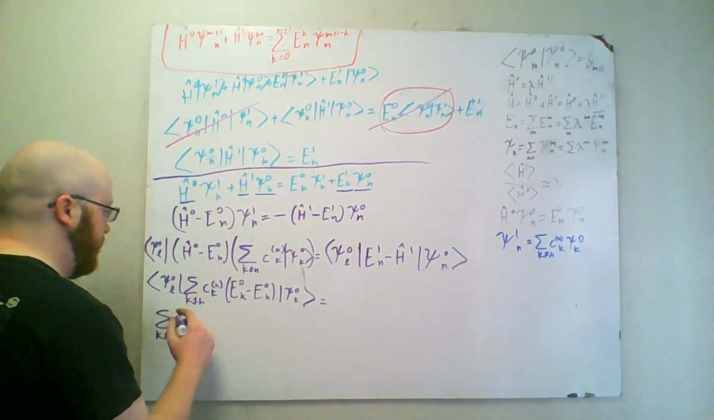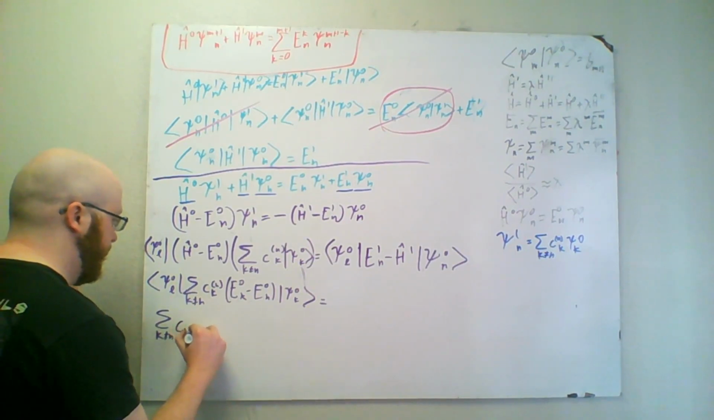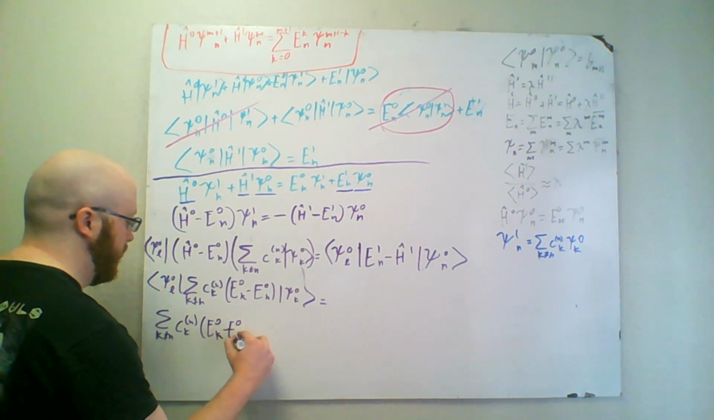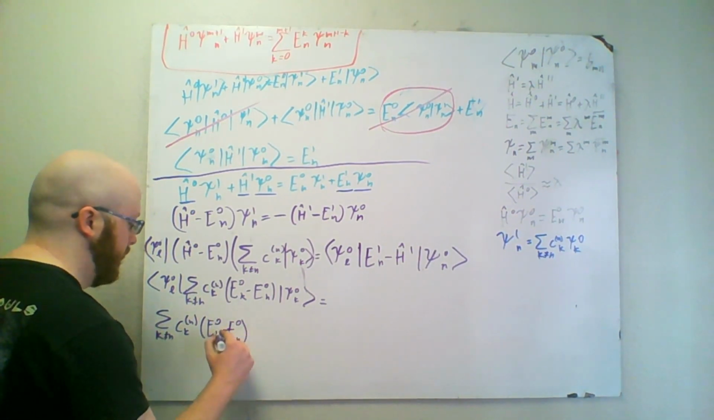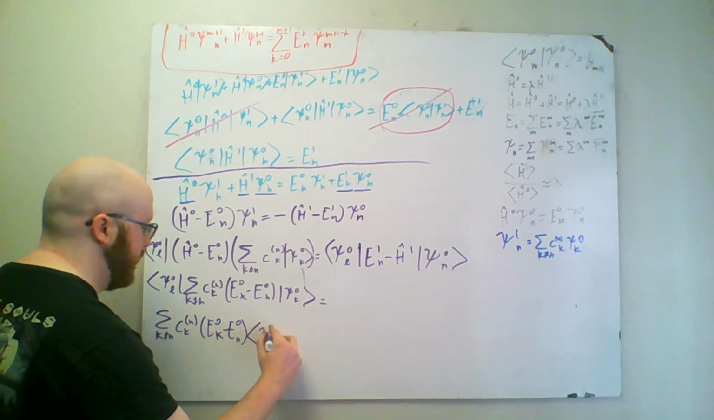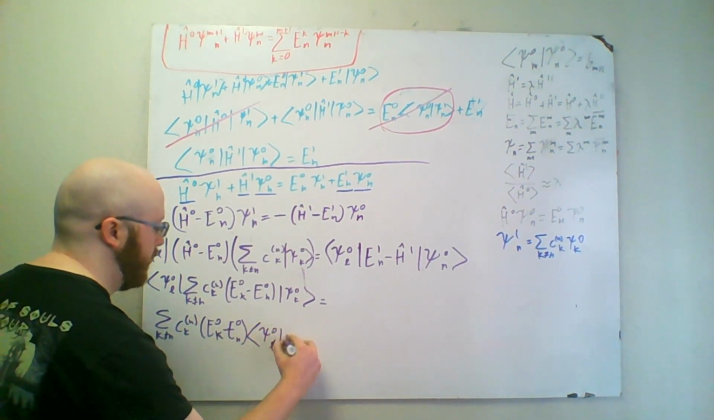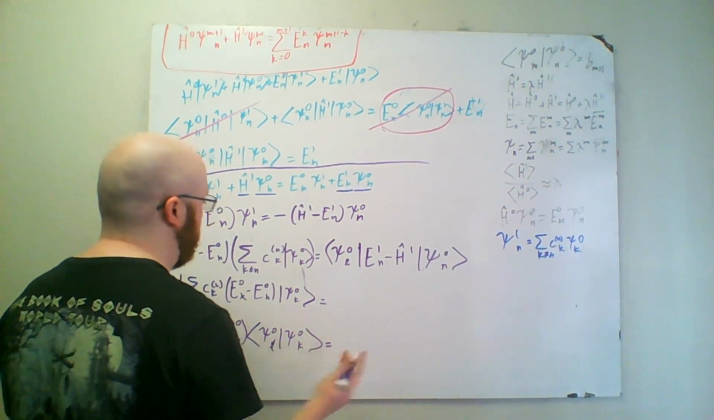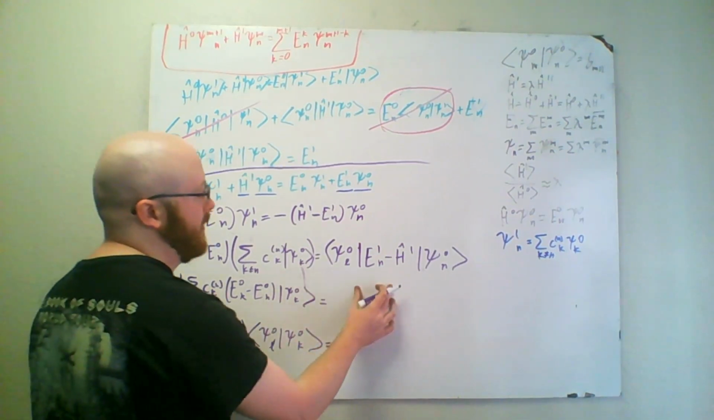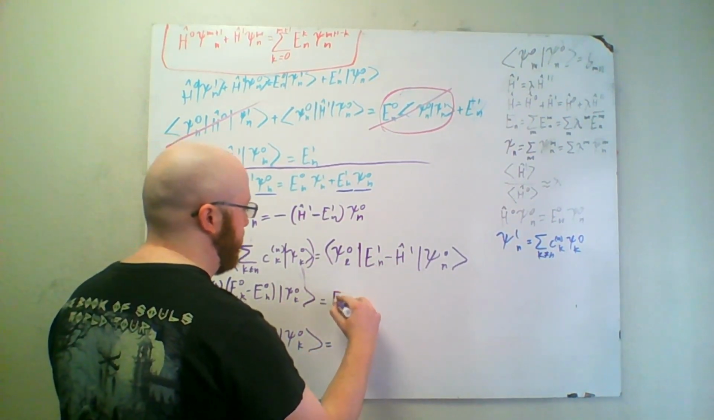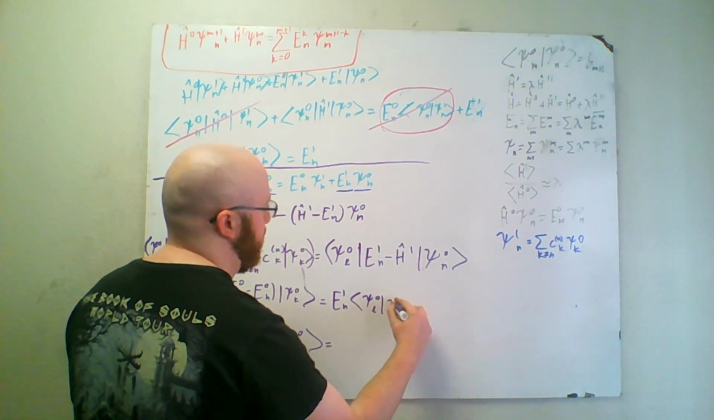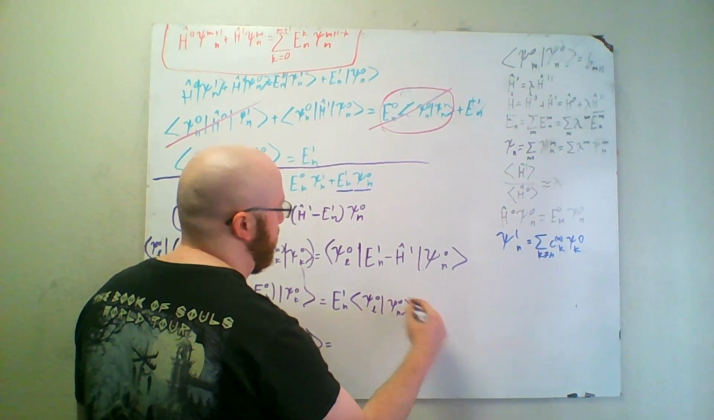So anyway, we bring this guy out front, we get c k n, E0k minus E0n, times psi 0L, psi 0k. Okay, so we worked a little on that side. Let's jump back to this side. This just becomes a constant, so this becomes E1n psi 0L psi 0n.